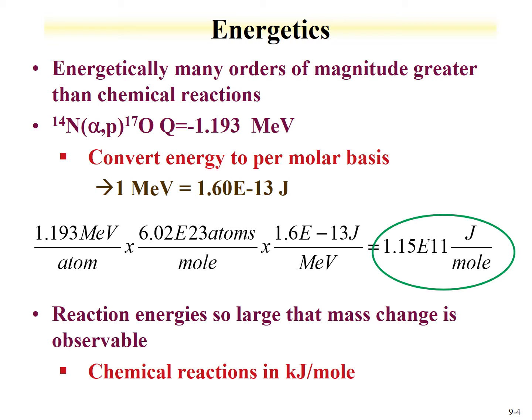And these reaction energies are so large that mass change is observable. It's good to remember that chemical reactions tend to be on the order of kilojoules per mole. And that's one of the reasons this is a reaction that requires energy. But for instance, fission, which gives off energy, shows why that can have such high energy densities.